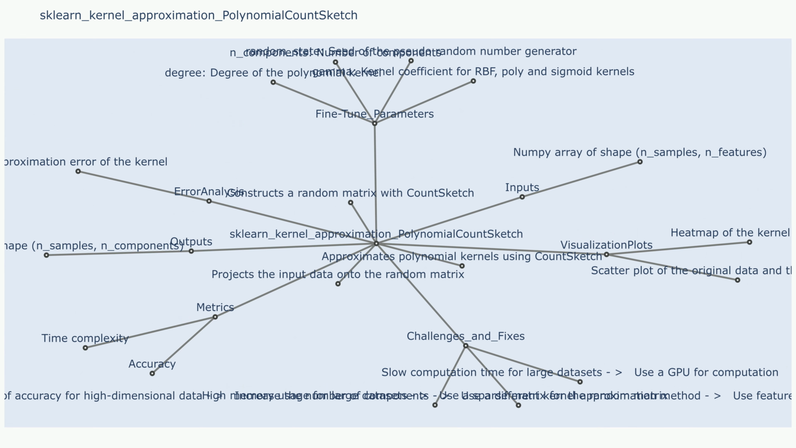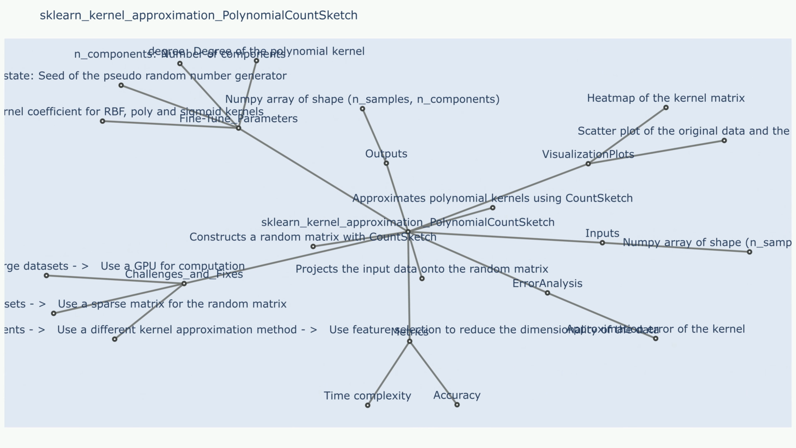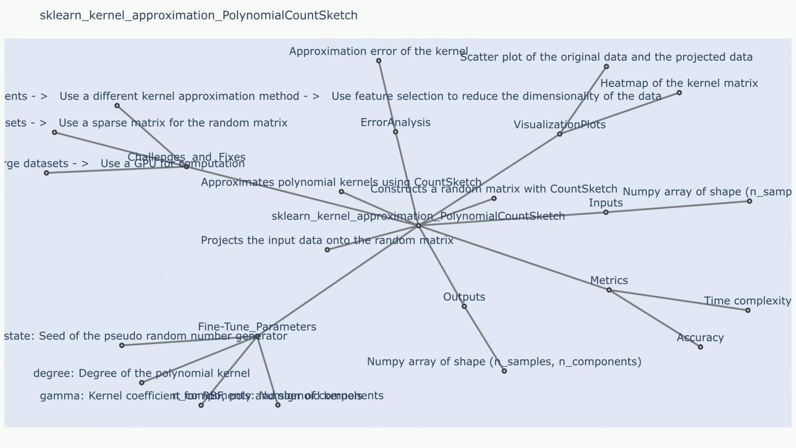Challenges and fixes. Challenge 1. High dimensionality of the transformed data. The polynomial count sketch feature map can lead to high dimensional data, especially for high degrees of the polynomial kernel. This can increase computational cost and potentially lead to overfitting. Sample use case that resulted in challenge 1: using a high degree of the polynomial kernel for a dataset with many features. Fixes to challenge 1: use techniques like dimensionality reduction to reduce the number of features in the transformed data. Consider using a lower degree for the polynomial kernel.